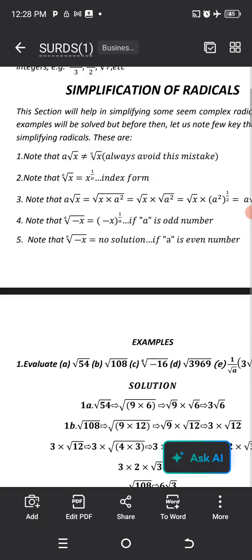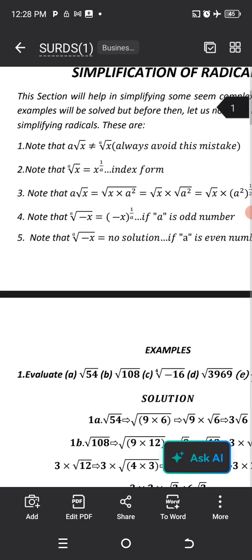The a-th root of x will never be equal to the square root of x. Always avoid this mistake, please. Do you get that? There is a difference between a square root of x and the a-th root of x.